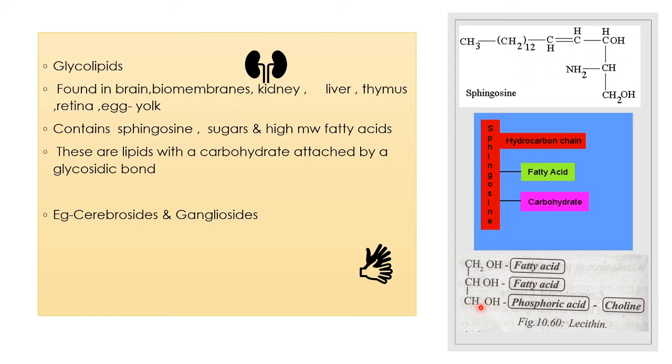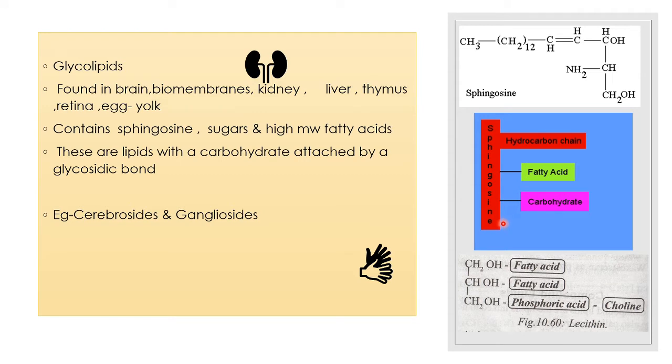So let's see the comparison. CH2OH, CHOH, CH2, CHNH2, and on the top CH2OH, and CHOH is linked with a long hydrocarbon chain, the whole product. So this whole product is called what? Sphingosine. In addition to the sphingosine, there is another structure called a fatty acid, a high molecular weight fatty acid.